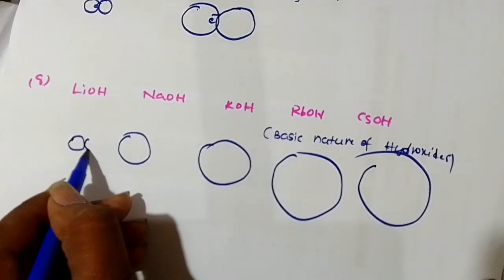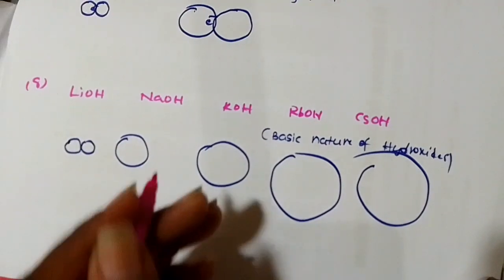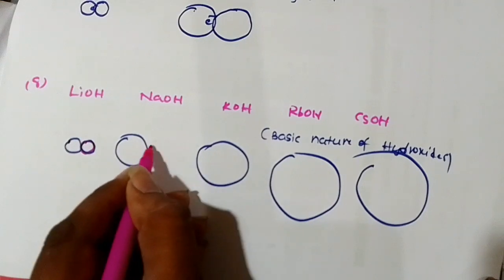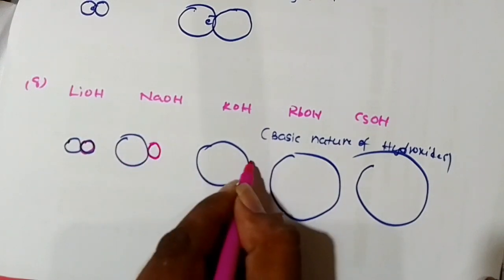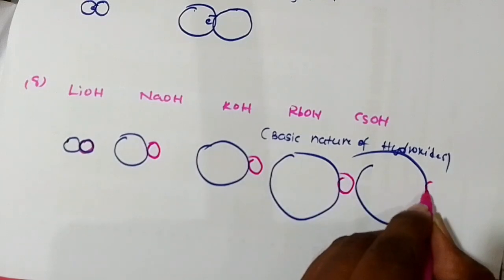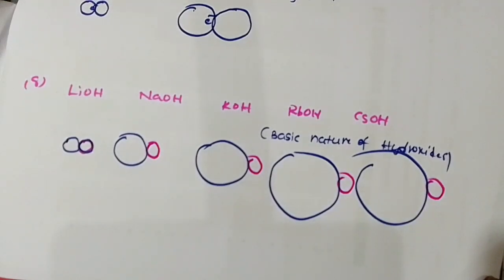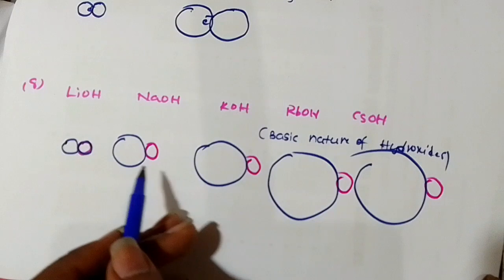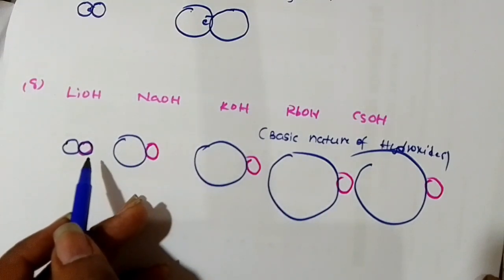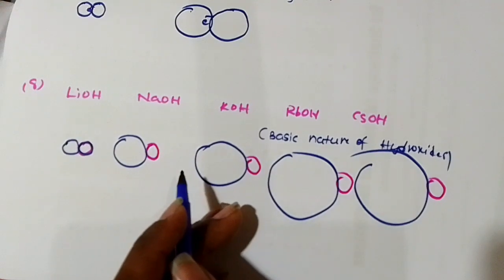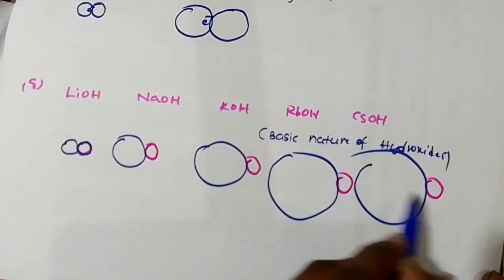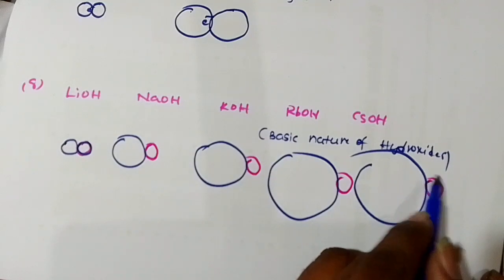Now this is the hydroxide ion. Now these blue circles indicate lithium, sodium, potassium, rubidium, cesium. This pink circle indicates hydroxide ions. Here in cesium hydroxide we can see the size difference is more.